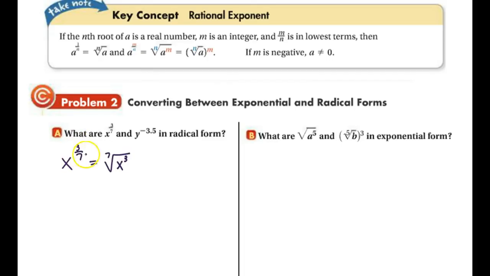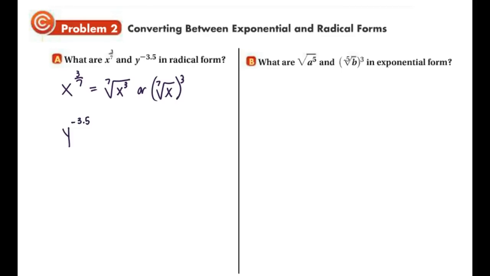Remember, the bottom of the fraction always is the index, and then the top of the fraction can either go underneath the radical with the x, or we can write this as the 7th root of x all raised to the 3rd power, or cubed. Now we're going to change y to the negative 3.5 power to radical form.